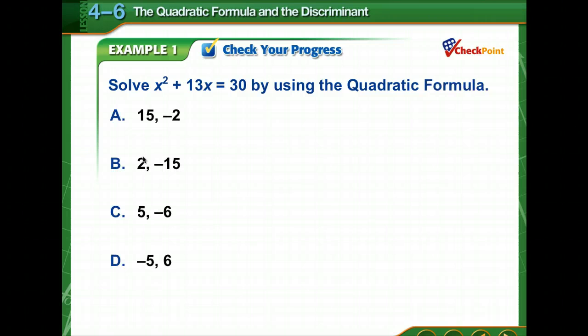So time for you to check your progress. I hope you wrote down that quadratic formula before in your notes. You can use that to substitute in. So pause the video for a moment, then come back and find your answer. 2 and negative 15. So if you didn't get that, make sure that when we go over our class summary, you ask how to solve this problem.